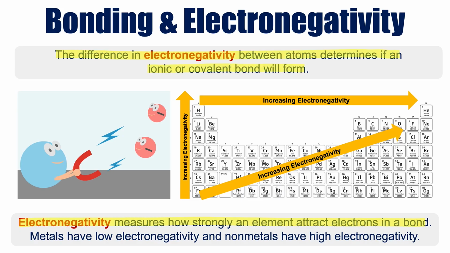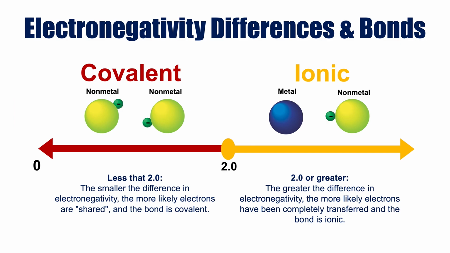What we're going to do is take the difference in electronegativity between two atoms and use that difference to figure out whether an ionic or a covalent bond would form. If the difference in electronegativity is 2.0 or greater, you're going to most likely have an ionic bond being formed, and the electrons are going to be completely transferred. If the difference is less than 2.0, all the way down to 0, you're going to have a covalent bond being formed instead, and the electrons are going to be shared instead of completely transferred.